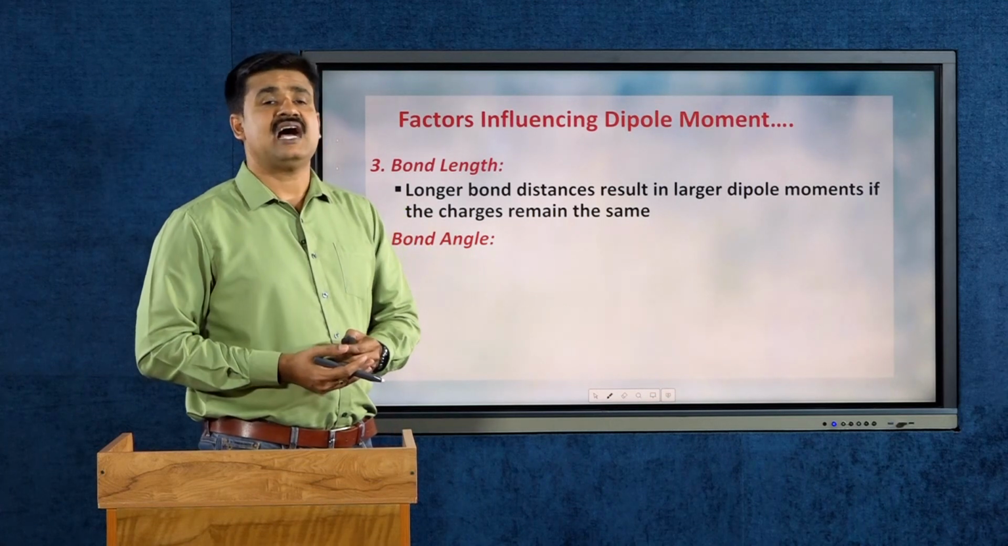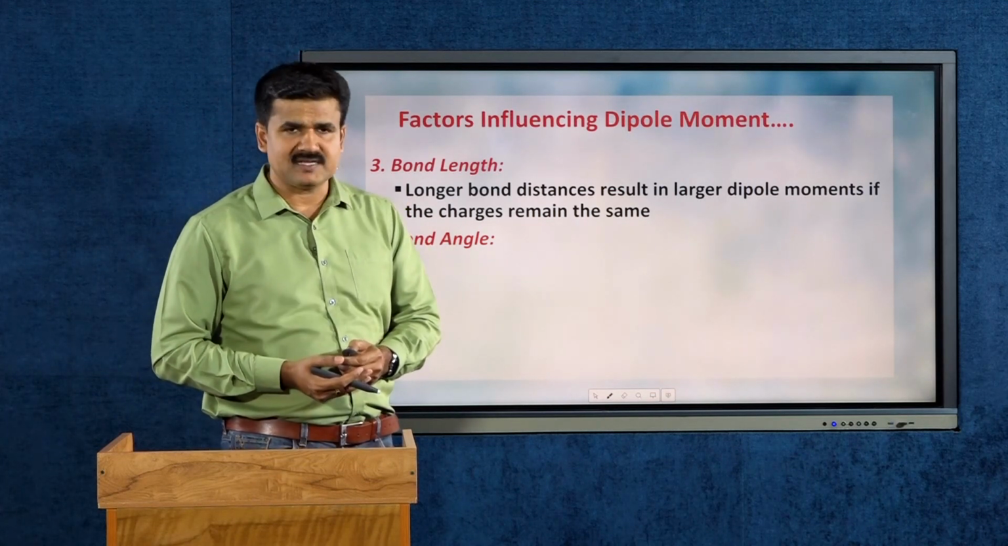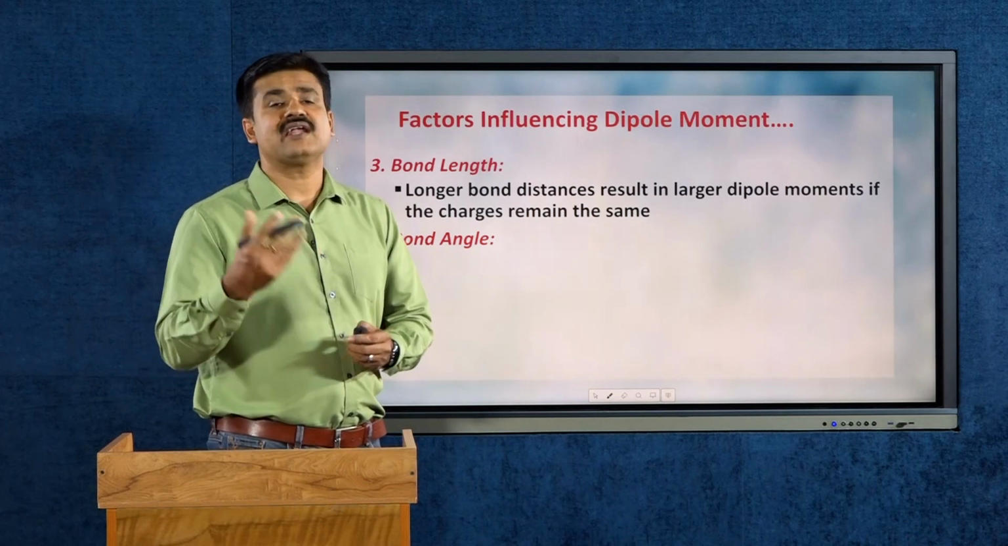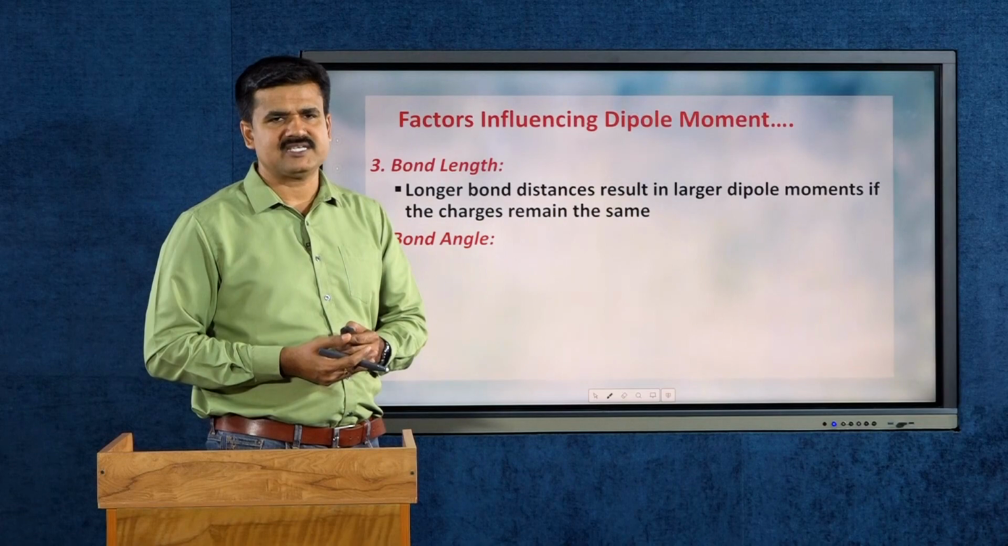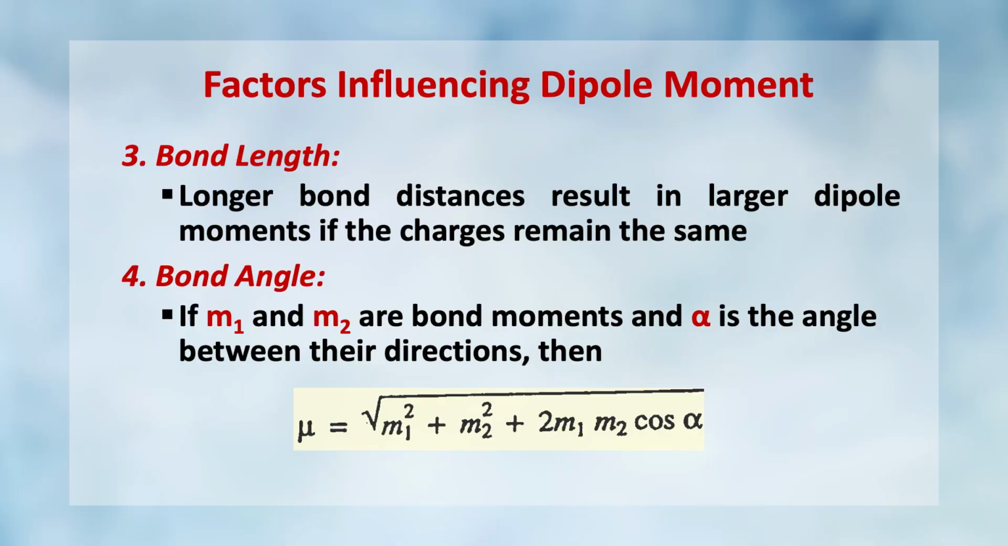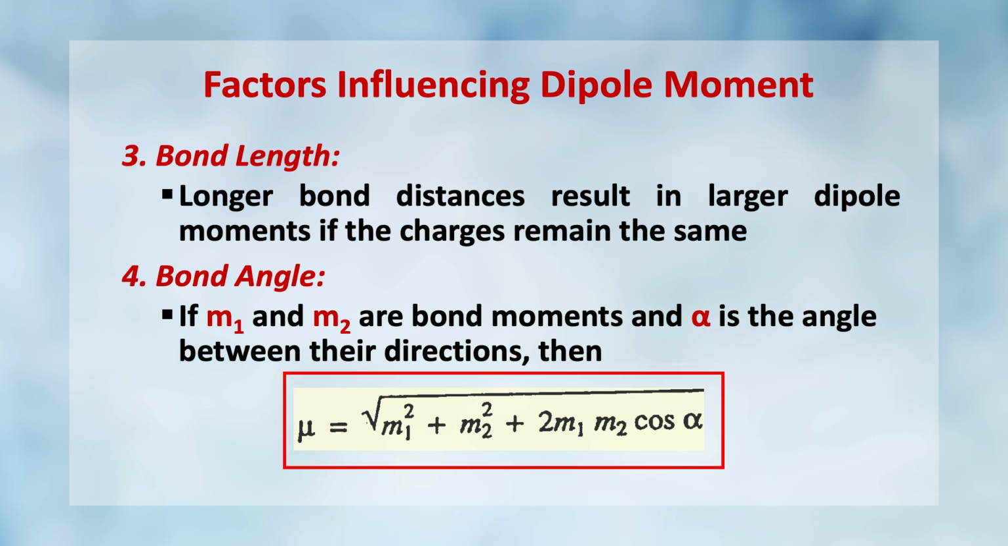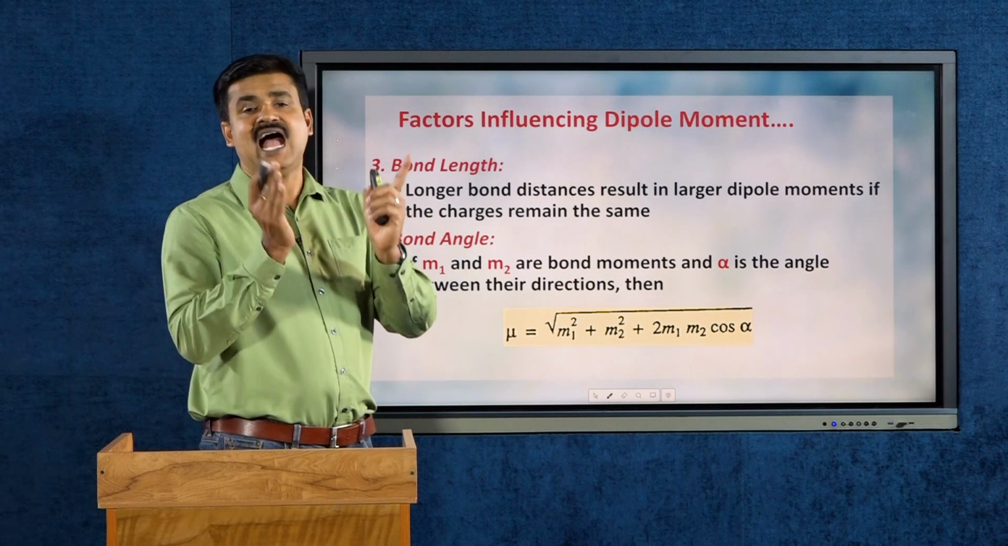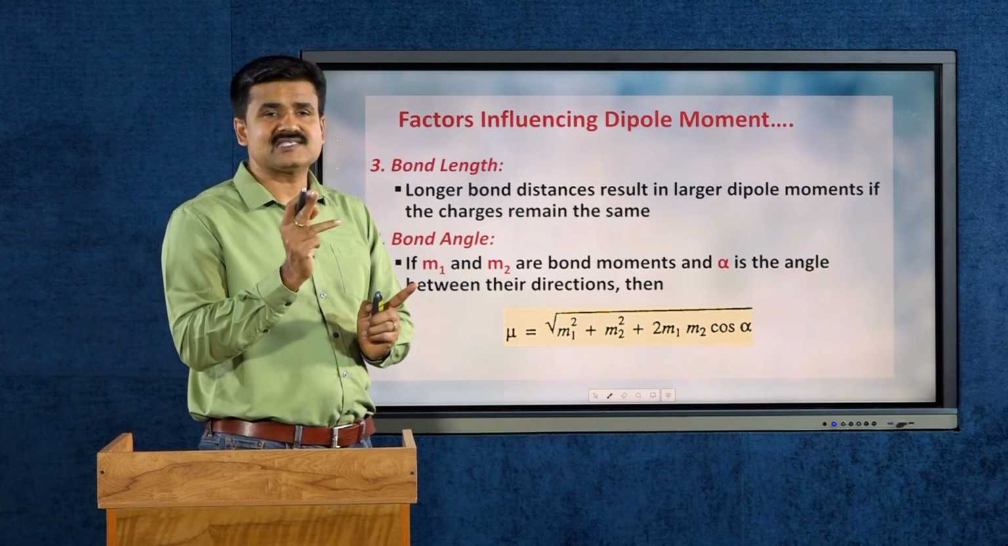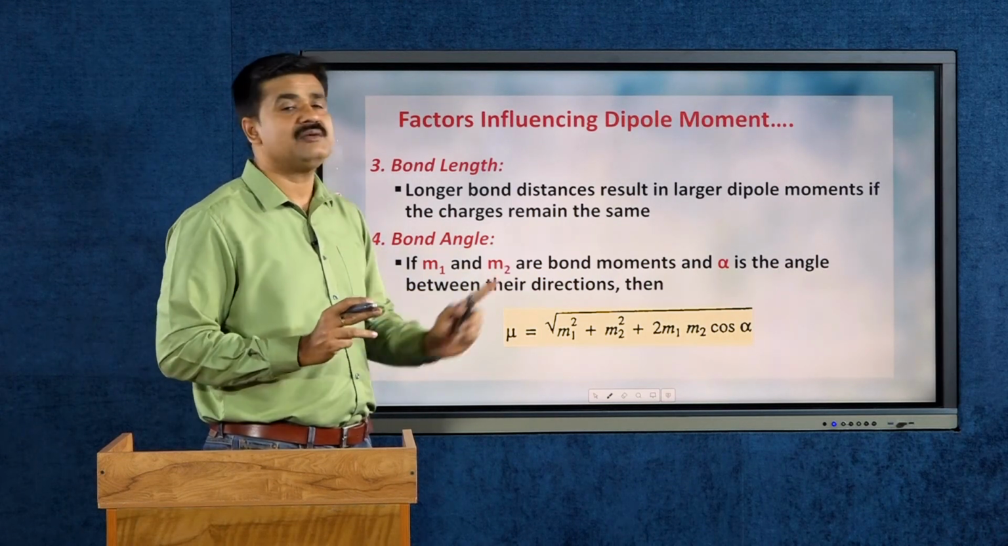Bond angle is another factor that governs dipole moment. Now the question arises, how is bond angle connected to dipole moment? If M1 and M2 are the bond moments and alpha is the angle between these two bonds, then the net dipole moment mu can be calculated by the expression mu is equal to under root M1 square plus M2 square plus 2 M1 M2 cos alpha. Here alpha represents the angle between two bonds whose bond moments are M1 and M2 respectively.